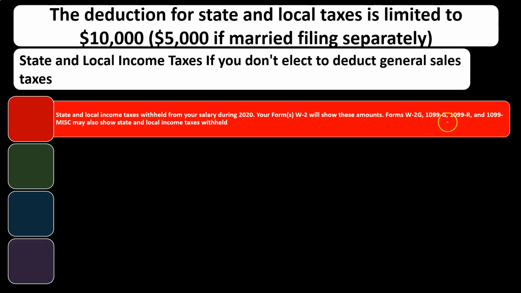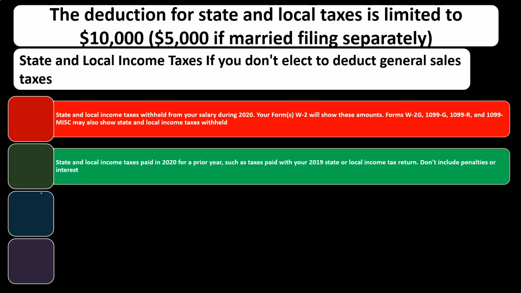Same with a 1099-G, or a 1099-R for retirement distributions. You might have asked them to withhold for the state, just like you would with a W-2. And if you did, then those deductions are possibly something that could be included on the Schedule A. And 1099-MISC as well, or a 1099 for a contractor, could be there as well.